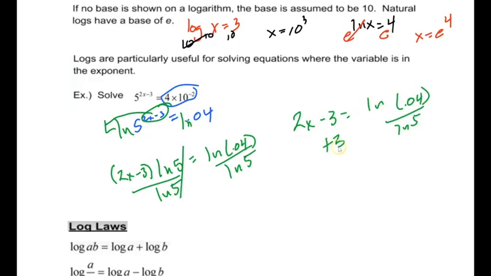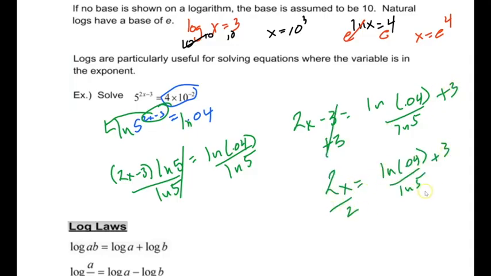All I'm going to do next is add 3 to this monstrosity, and you get 2x equals this stuff. And then we're just going to divide it by 2. Again, if you have a calculator, just put that on. That'll be some decimal. You just divide all that by 2. If you don't, you just get that as an answer. That's the way it works.